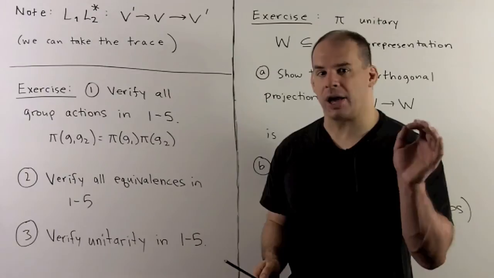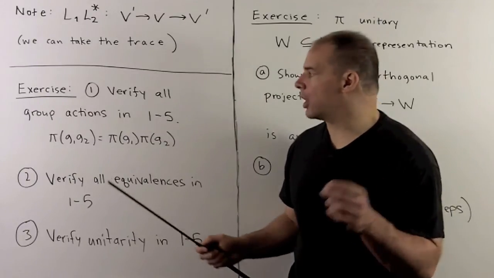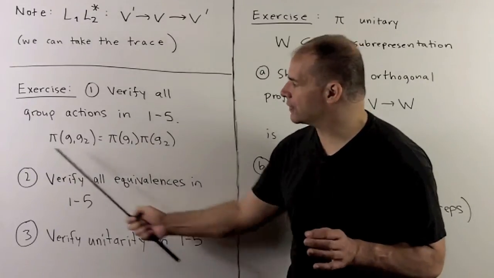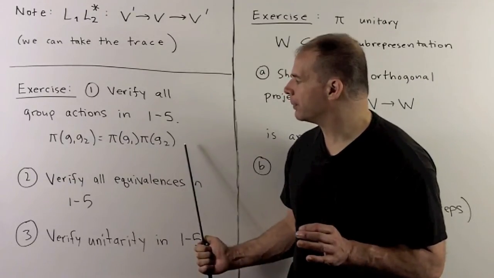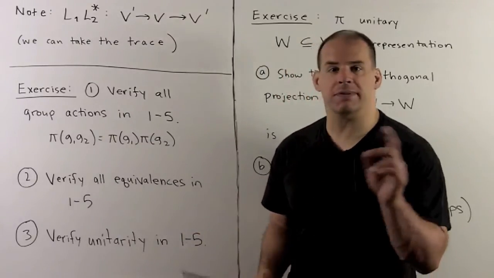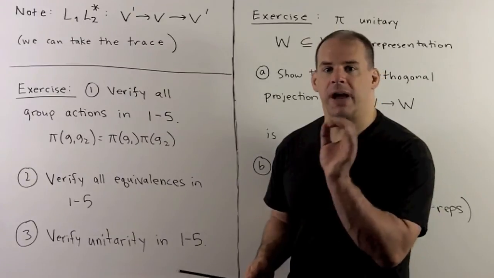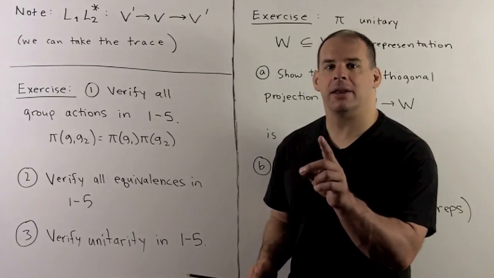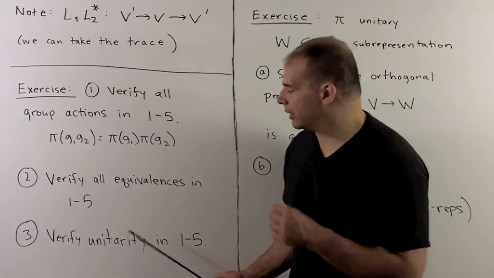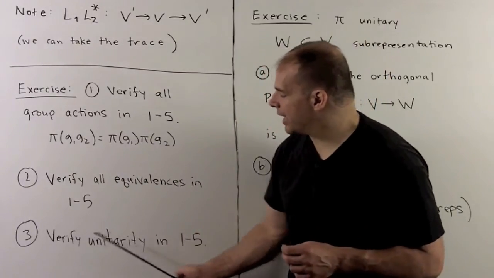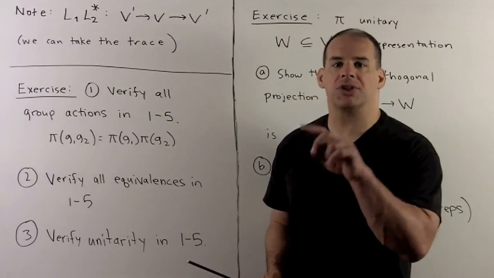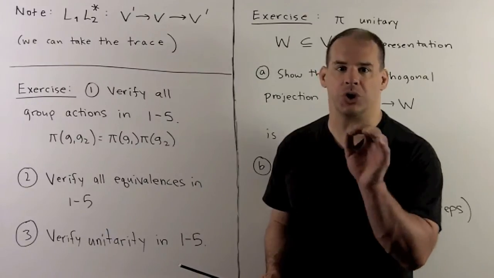To finish, exercises. First, I want to verify all group actions in 1 through 5. So this is just verifying the homomorphism properties. Then, where we have equivalences in 1 through 5, you should verify those. So you want to show that you have a vector space isomorphism, then that isomorphism is an intertwining operator. Finally, I want to verify unitarity in all cases in 1 through 5. So where we have inner products, you want to verify that the group action preserves them.